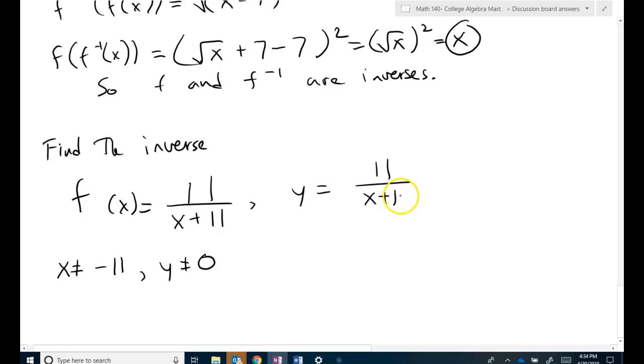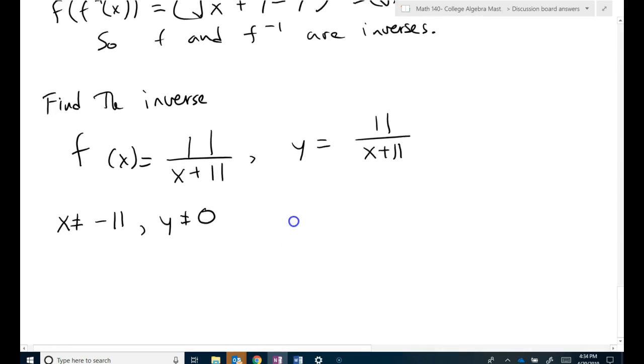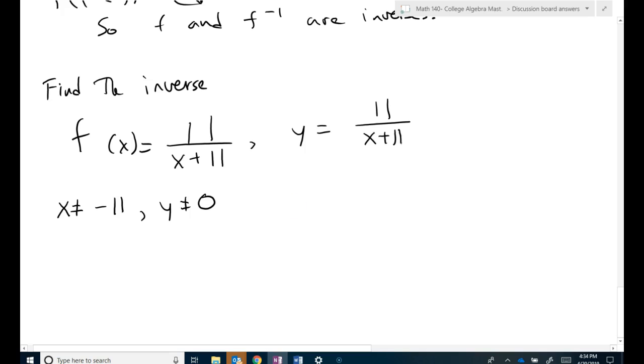Okay, and if you ask yourself why, it's because there's no way to get 0 out of 11 over x plus 11, right? The top is never 0, the bottom will never be 0, so consequently y cannot equal 0. All right, so we know that those two things are the case. Kind of got to keep that in mind.